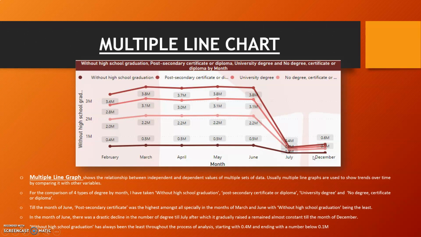The next is a multiple line chart. It shows the relationship between the independent and the dependent values of multiple sets of data. It basically shows the trend over time by comparing different kinds of variables. Here I have taken 4 different kinds of degrees separated by the month.